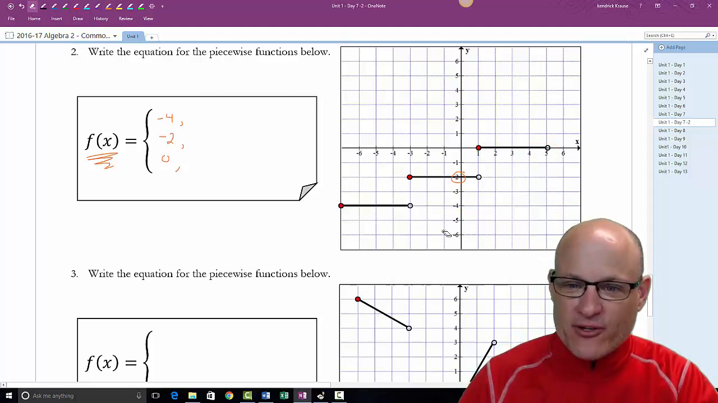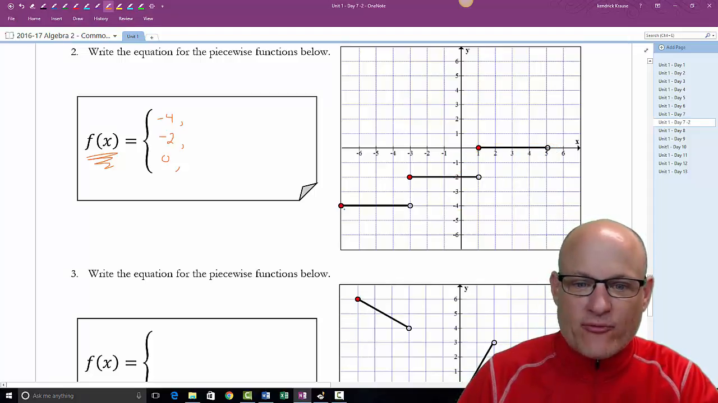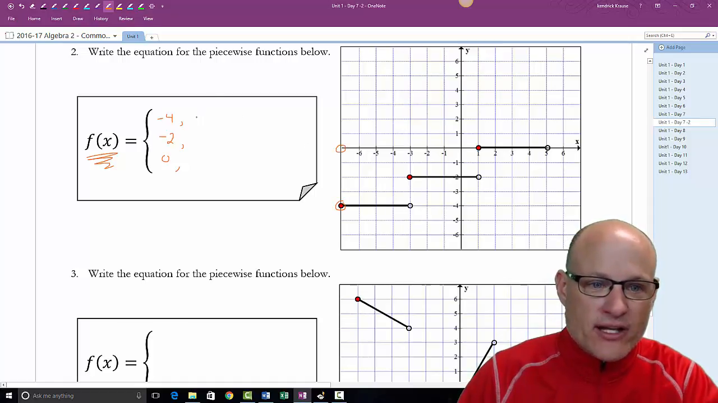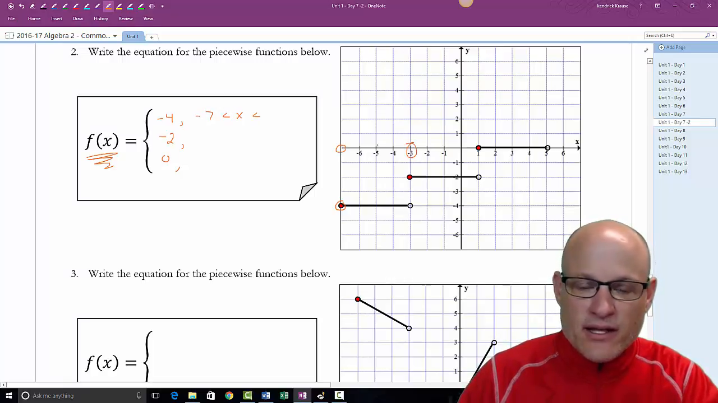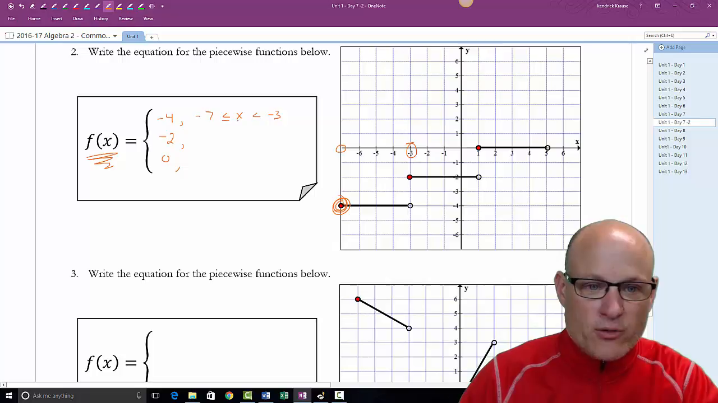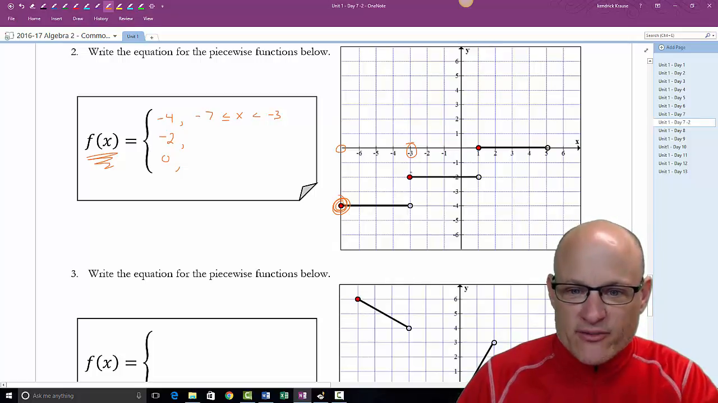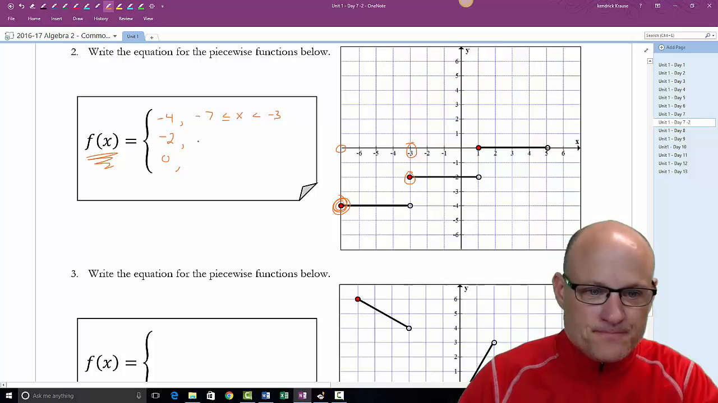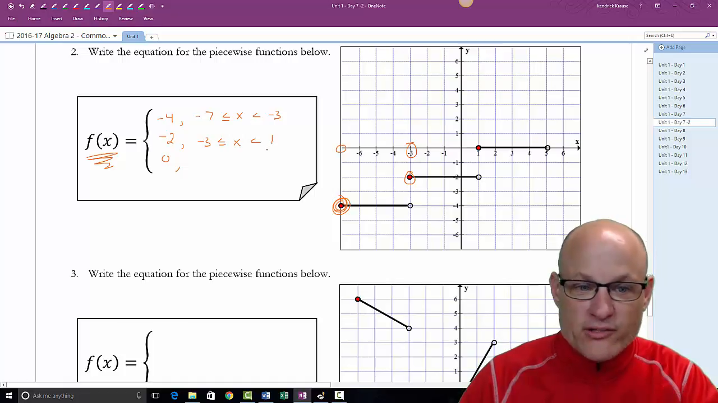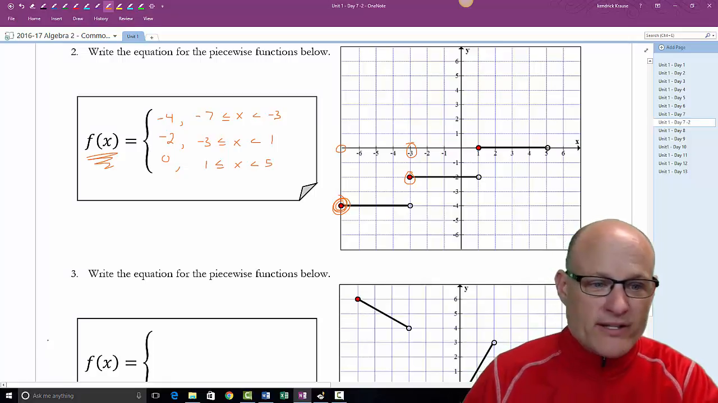All right, so now we just got to figure out where is it? Where is it -4? Oh, it's -4 starting out here at, let's see, that must be -7, right? So starting at -7, less than x, less than -3. And I've got the closed circle here at -7, so I'll put an equal to. Where is it -2? Well, it's -2 starting at -3, less than or equal to x, less than 1. And where is it 0? It's 0 starting at 1, less than or equal to x, less than 5.